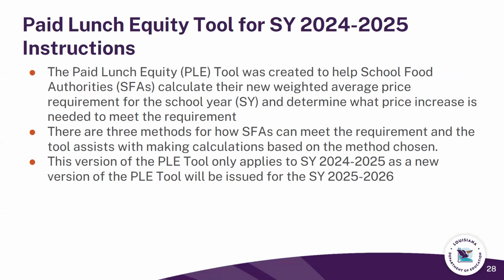The paid lunch equity tool was created to help school food authorities calculate their new weighted average price requirement for the school year and determine what price increase is needed to meet the requirement. There are three methods for how SFAs can meet the requirement, and the tool assists with making calculations based on the method chosen. This version of the PLE tool only applies to school year 24-25, as a new version of the PLE tool will be issued for school year 25-26.